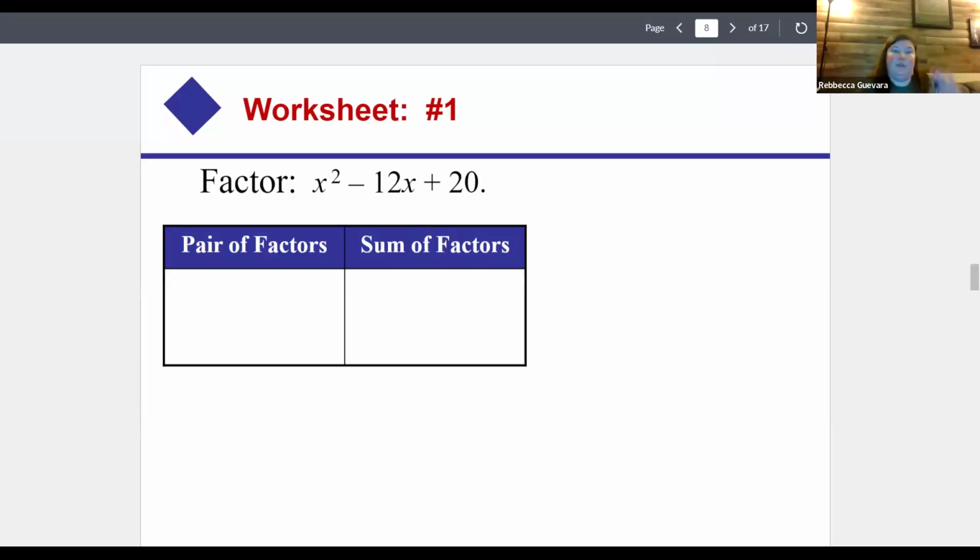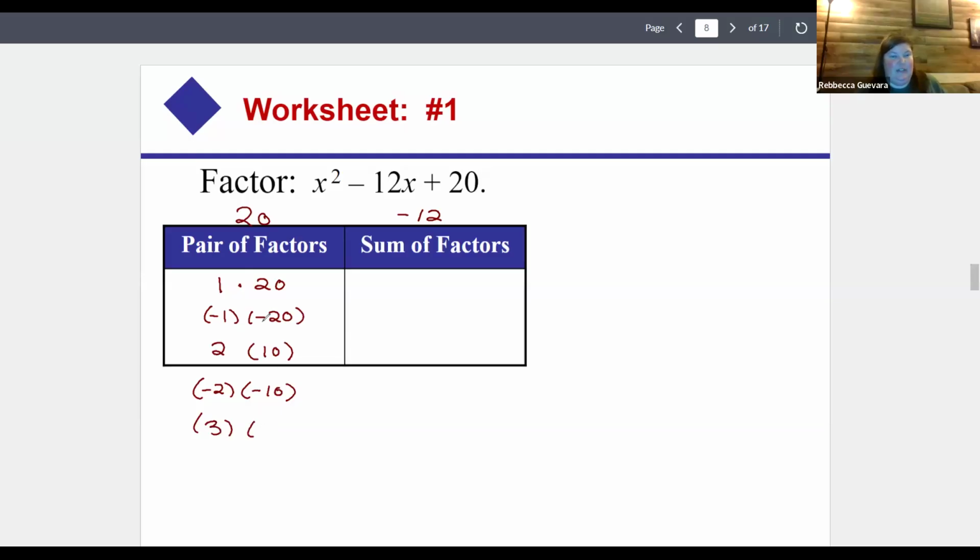All right, so for number 1, we were looking for a pair of factors of that 20 that give us the negative 12, or that sum to the negative 12. So we have the choices of 1 and 20. We have the choice of negative 1, negative 20. We have a choice of 2 and 10. We have the choice of negative 2 and negative 10. And we have the choice of 3 and 4.